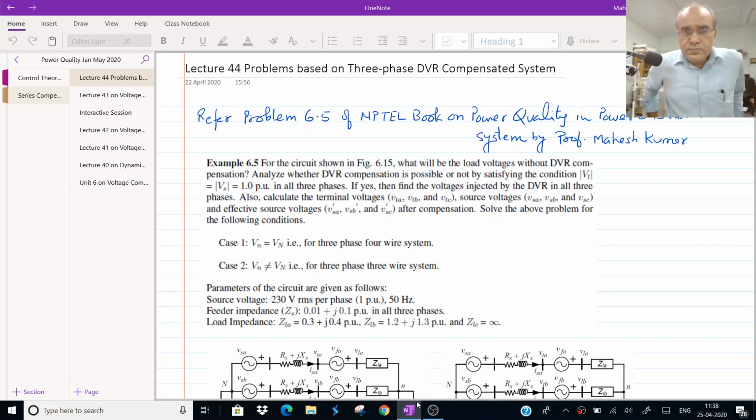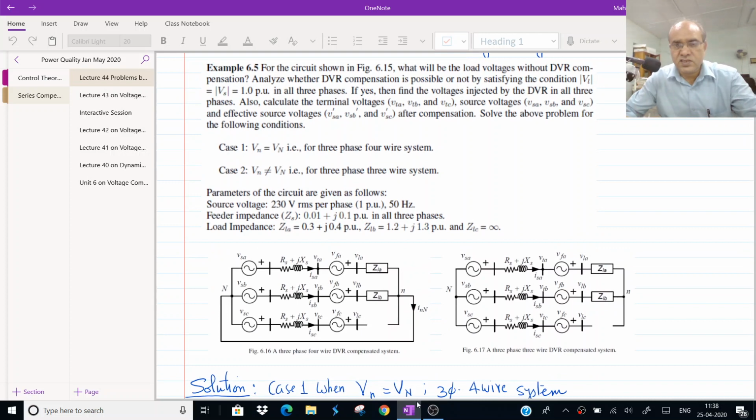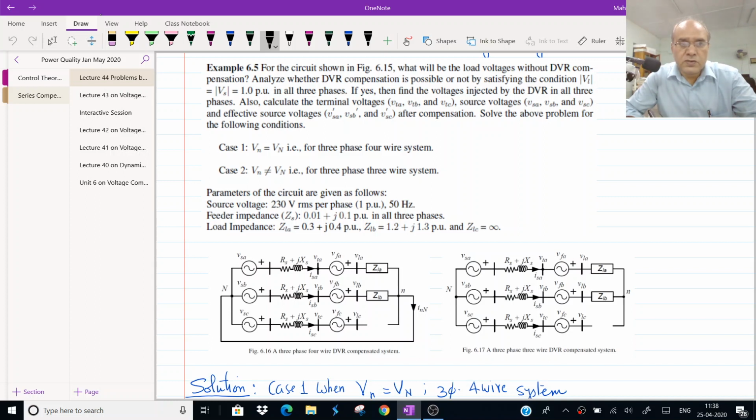In this problem we have been given a three-phase compensated system. You can see it in figure 6.16 and figure 6.17. These three-phase systems are of two types: the three-phase three-wire system and the three-phase four-wire system. In the three-phase four-wire system we have a connection between the two neutrals of the system.